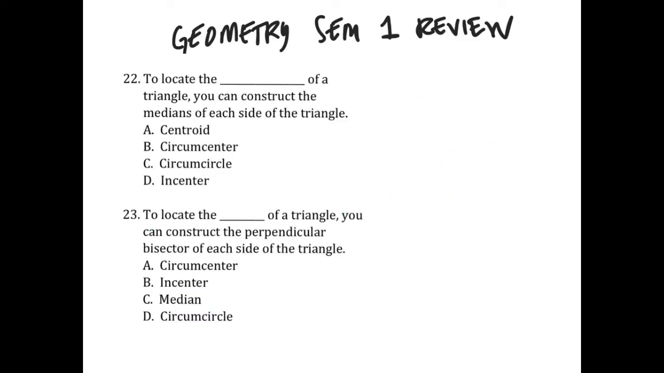Number 22, it says to locate the blank of a triangle, you can construct the medians. So I know if I construct the medians of a triangle, it's going to give me the centroid. Centroid is also the center of gravity for the triangle. In class, we made these triangles, and then we balanced them on our finger.